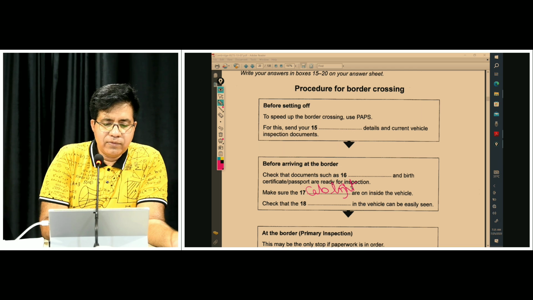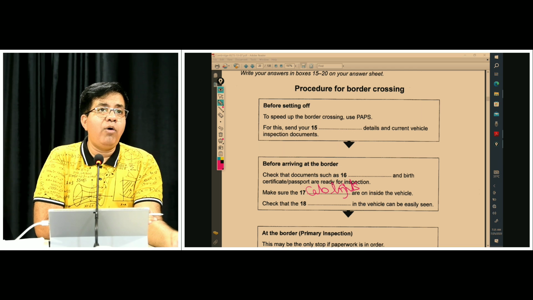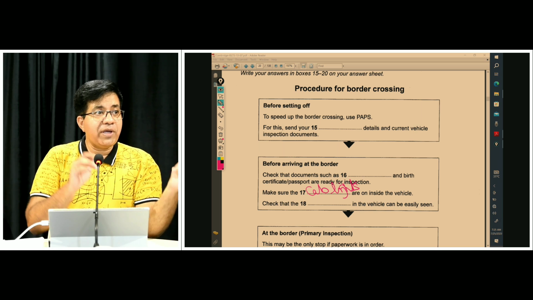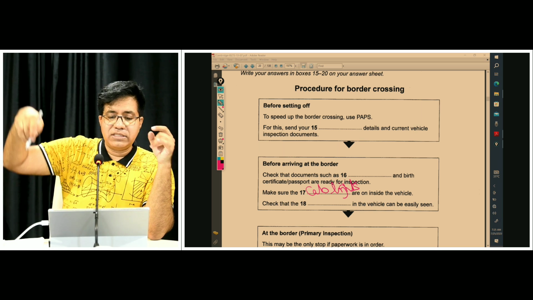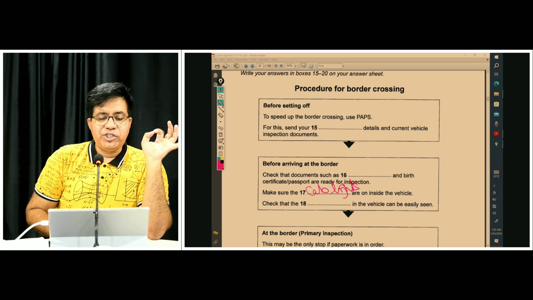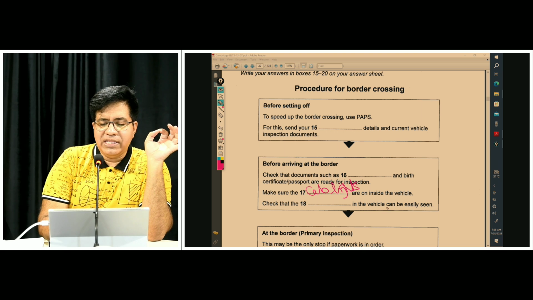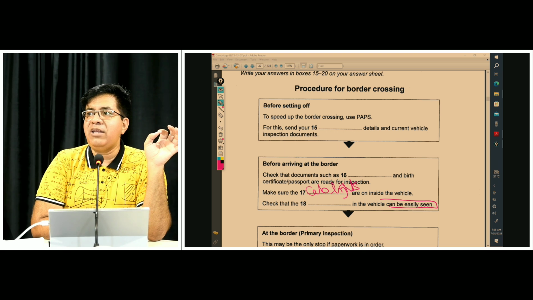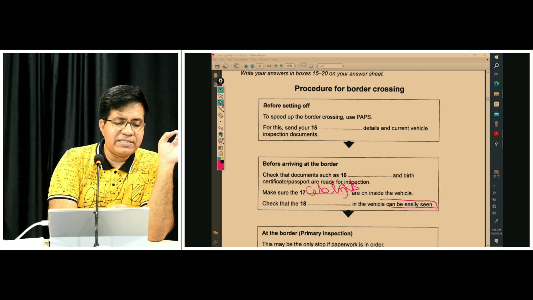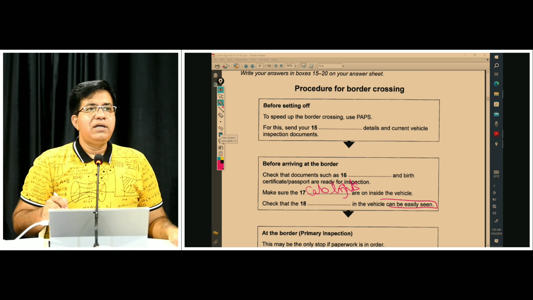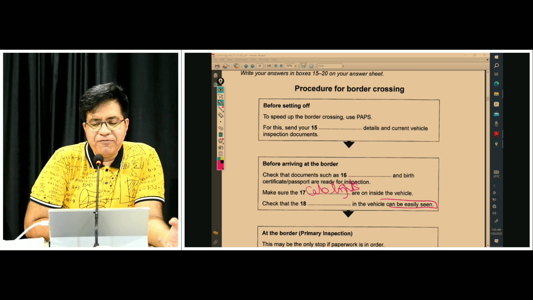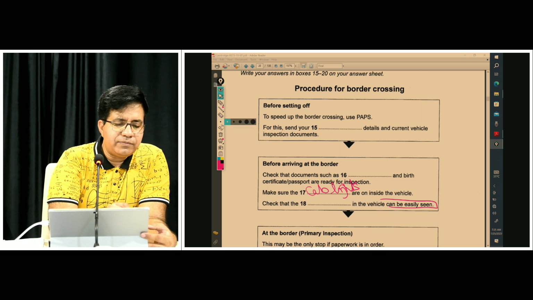Plural or singular? Plural. And now over here, if you write singular answer, it will be wrong because they have mentioned R. Yes. Good example of that. Check that the dash in the vehicle can be easily seen. For easily seen, visible. Something can be seen easily.